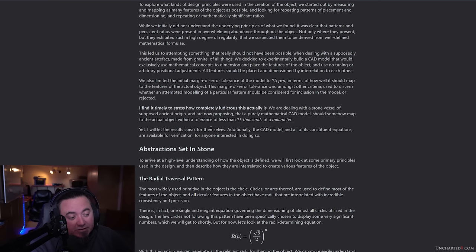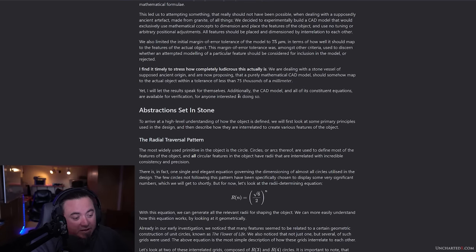Yet I will let the results speak for themselves. Additionally, the CAD model and all of its constant equations are available for verification for anyone interested in doing so. So what he's saying is that, based on their mathematical analysis of the object and the algorithms it seems to represent, they created a CAD model based purely on the mathematics and then compared it to the actual model.